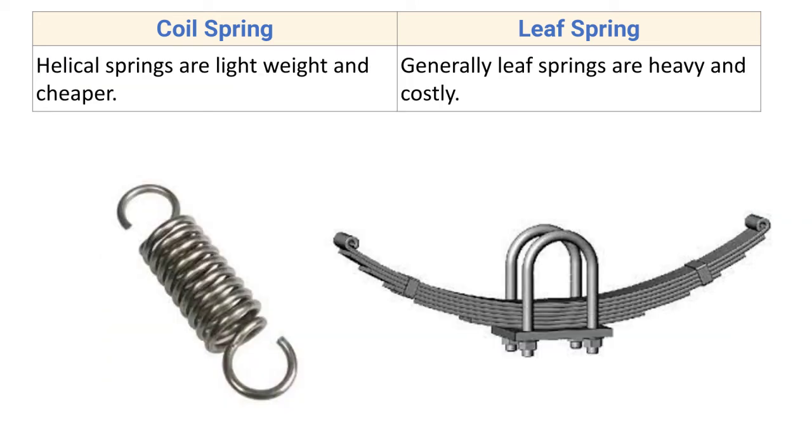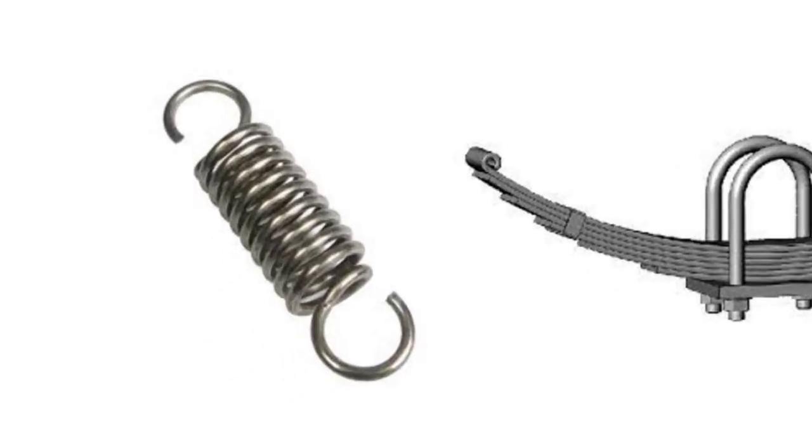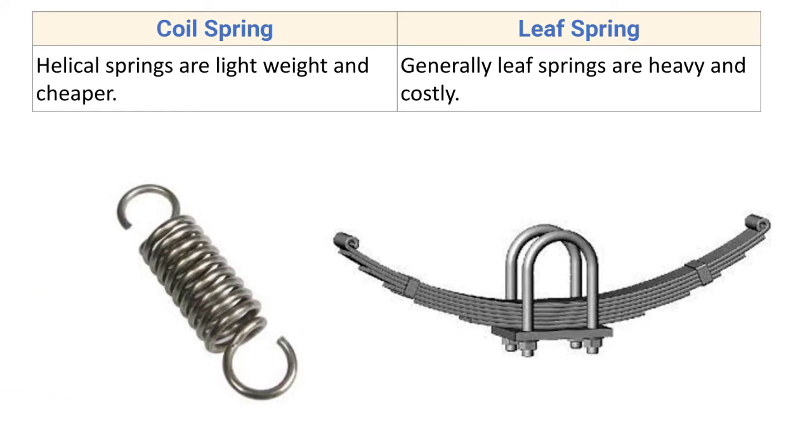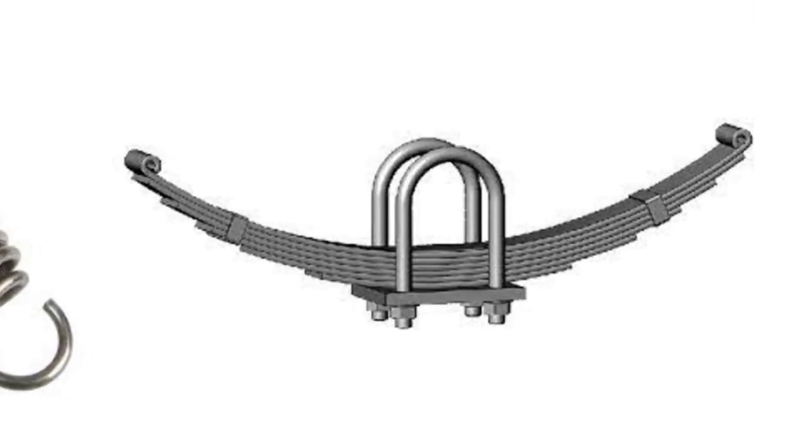Next point, helical springs are light and cheaper. So here you can see the helical spring, they are light and cheaper as compared to your leaf spring. Now the leaf spring, generally leaf springs are heavy and costly. So here you can see the leaf spring, they are made up of flat metal plates which are elliptical in shape, and the leaf spring typically consists of 5 to 6 plates, and they are clamped together. So that is why they are heavy and costlier than the coil spring.